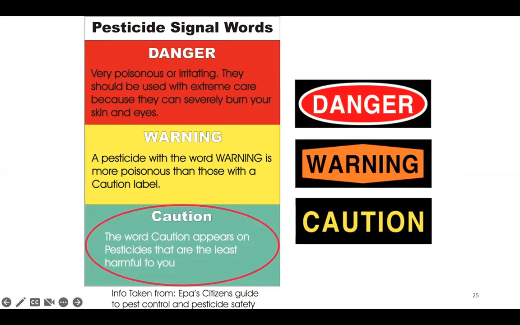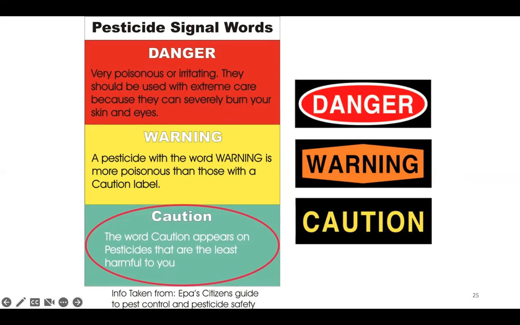There are always signal words as to the severity of the pesticides. For example, here we have caution, warning, and danger. Go with the color. Caution is a yellow color, and this word appears on pesticides that are the least harmful to you. So caution is the least harmful of the signal words. Warning is orange, and a pesticide with the word warning is more poisonous than those with a caution label. So caution is the weakest and warning is moderate.